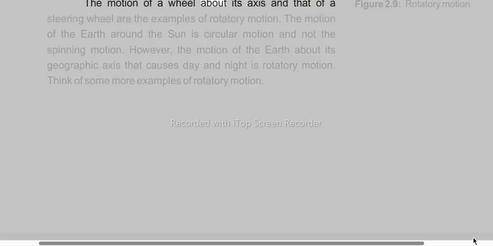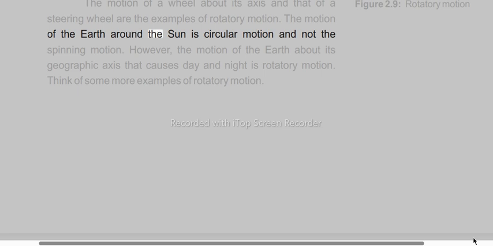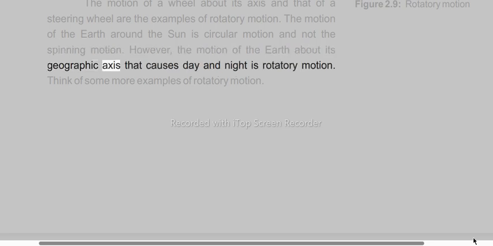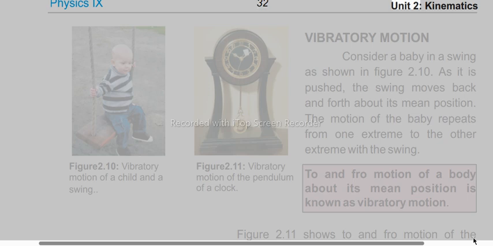The motion of a wheel about its axis and that of a steering wheel are examples of rotatory motion. The motion of the Earth around the Sun is circular motion and not the spinning motion. However, the motion of the Earth about its geographic axis that causes day and night is rotatory motion. Think of some more examples of rotatory motion. Physics 932, Unit 2, Kinematics.